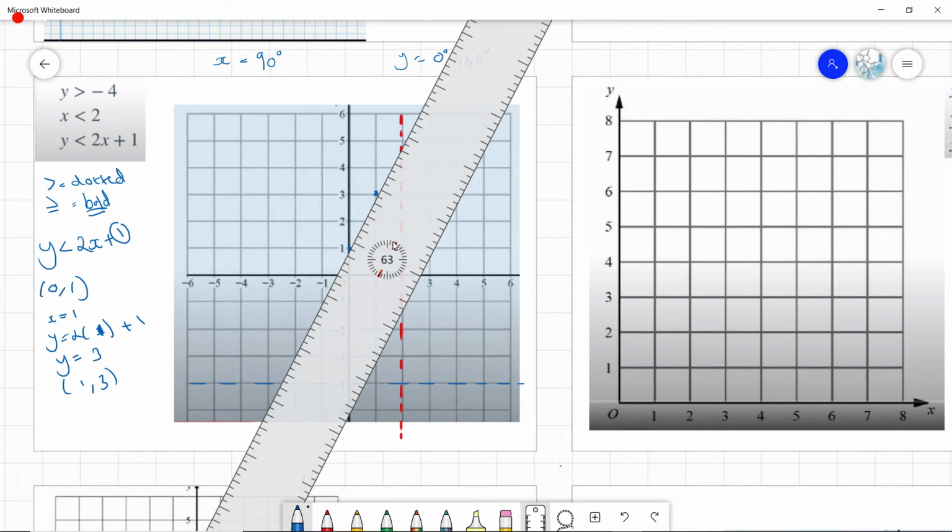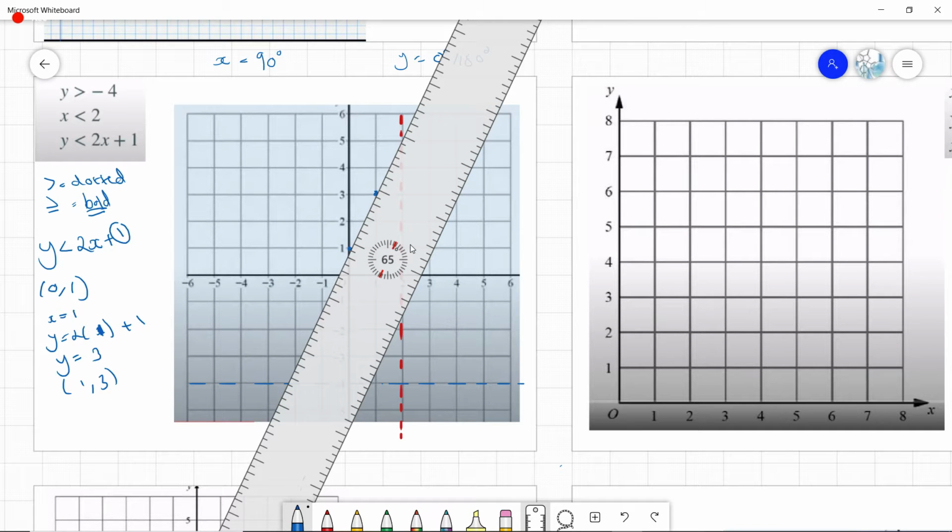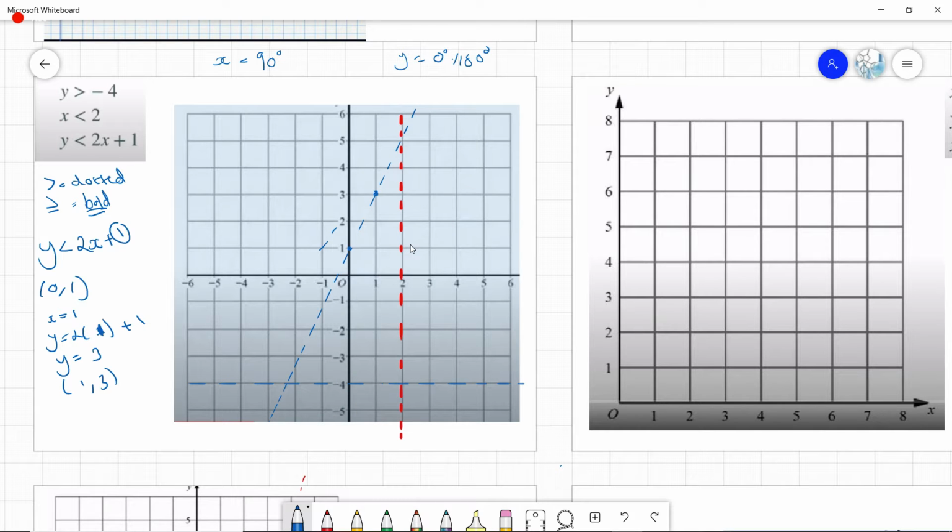So I line it up. Obviously you have a physical ruler, so it's much easier for you to do that. If mine is not that accurate, and again it's a dotted line because it is less than, not equal to. Okay, so now we've got a region. You can clearly see this question is quite straightforward to know where the region is going to be, because there's only one region. It's going to be this triangle in the center.